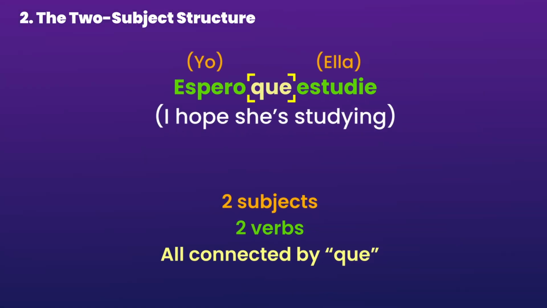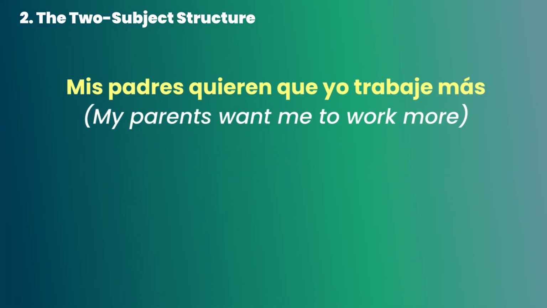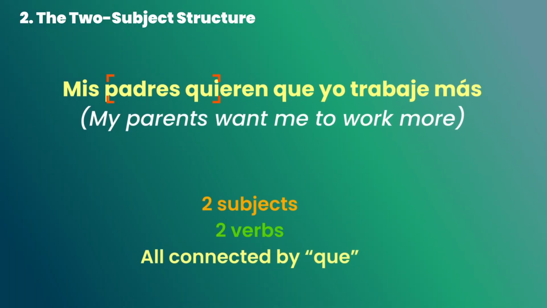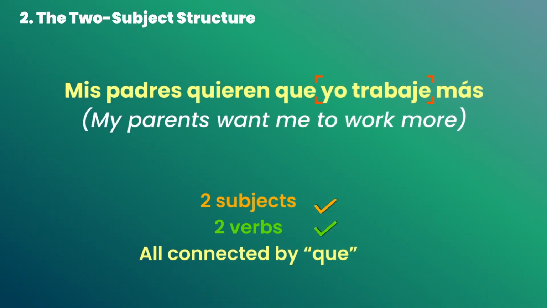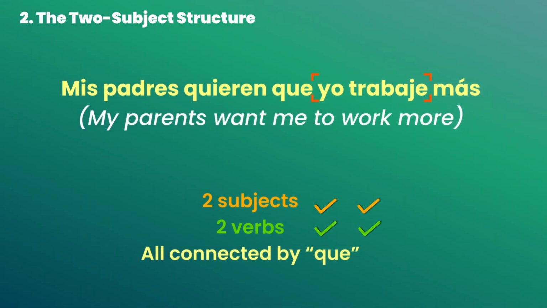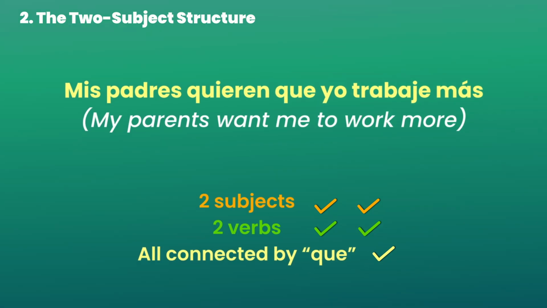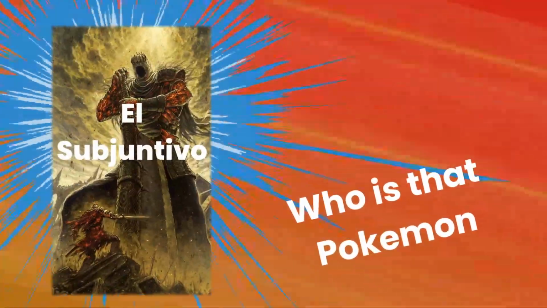Now let's look at more examples to get a better idea of what's going on. Mis padres quieren que yo trabaje más. First, we need to identify whether we have subjunctive here. We have my parents wanting something, that's one subject and one verb. Then we have me working more, that's one more subject and one more verb. And in the middle we have the conjunction que. What we have in total is two subjects, two verbs, both separated by que. I think it's safe to say that we've got another case of subjunctive in front of us.